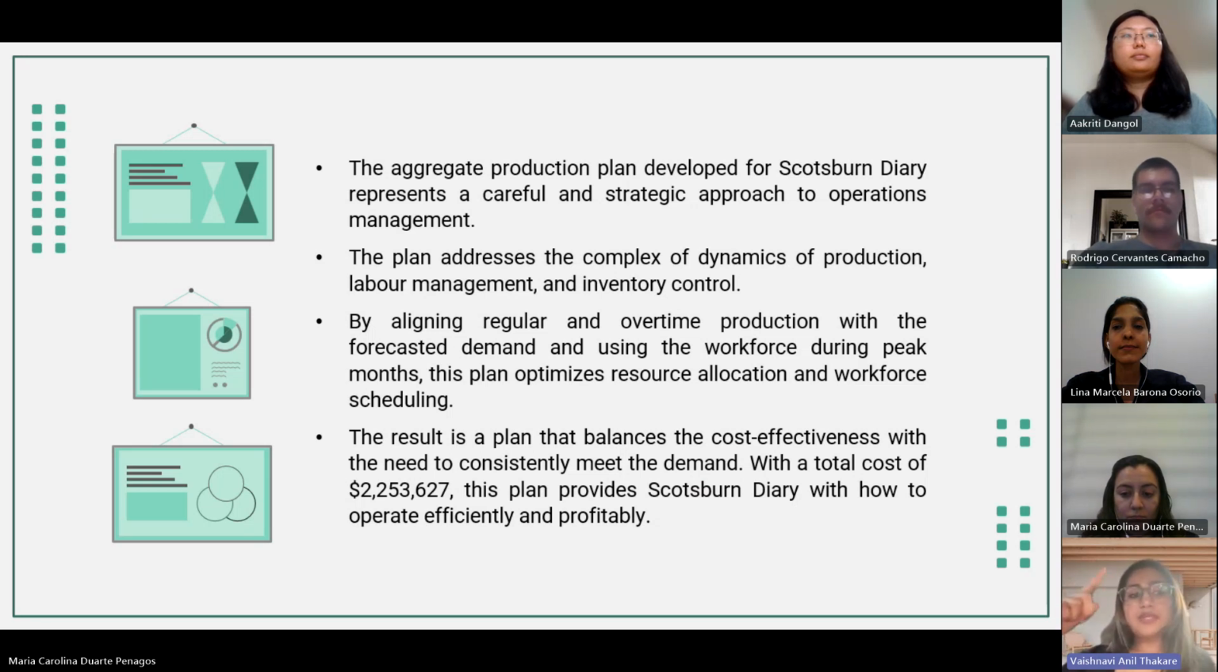So the total cost for this plan comes up to 2.25 million, as stated by my colleague Lina, which shows that it's a cost-effective way for Scotsburn Dairy to run their business efficiently and make a profit.